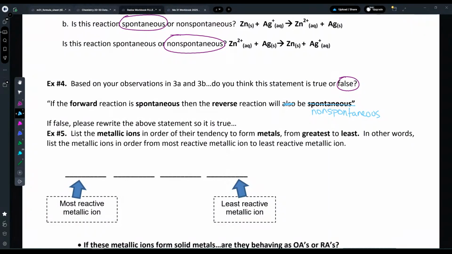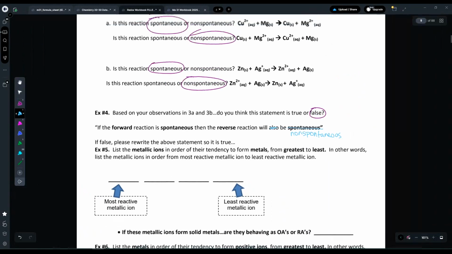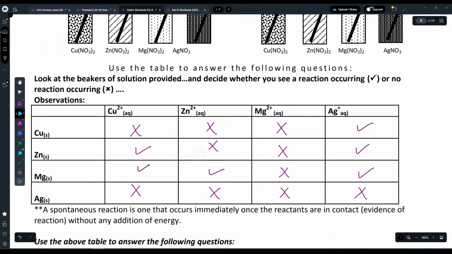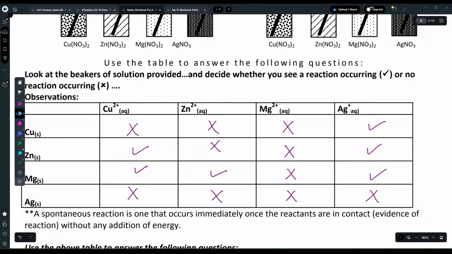All right, example number 5. We've got to list the metallic ions in order of their tendency to form metals from greatest to least. So in other words, list the metallic ions in order from most reactive to least reactive metallic ion. Okay, so we got to go back to our data table here. Since we're focusing on the ions here, I'm going to be reading each of these columns.